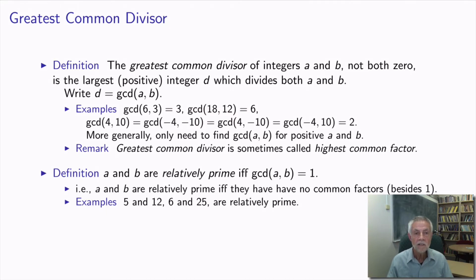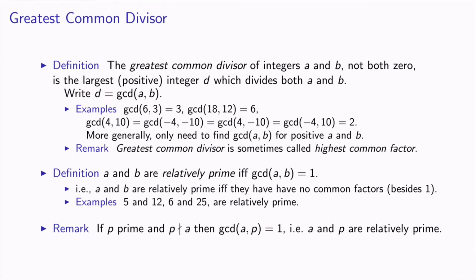We'll say that two integers a and b are relatively prime if their greatest common divisor is 1. In other words, if they have no factors in common. So for example, 5 and 12 have no factors in common, so they're relatively prime. Likewise, 6 and 25 have no factors in common. They have no common divisor other than 1, so they are also relatively prime.